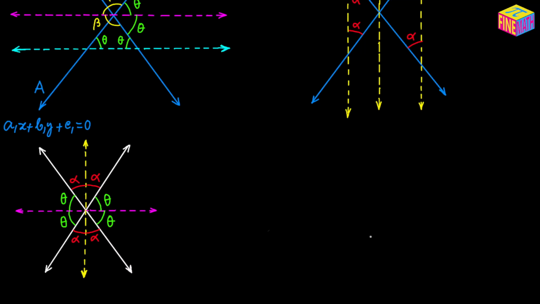Here I have drawn another diagram on the bottom left hand side. I have the pink line and the yellow line. The pink line is inclined at equal angles with the two given lines, which are in white color, and also the yellow line is inclined at equal angle with the two given white lines. Now here what we are going to check is that the pink line and the yellow line are perpendicular to each other. How can we prove that?